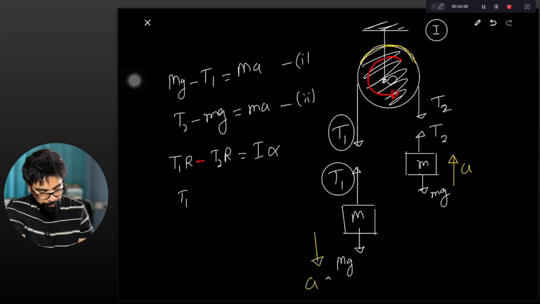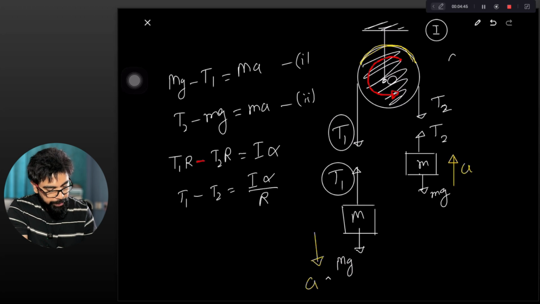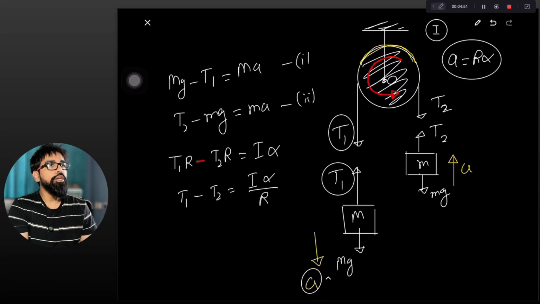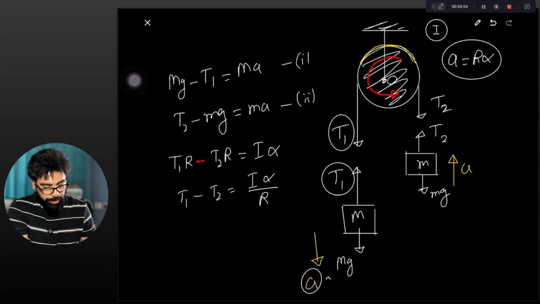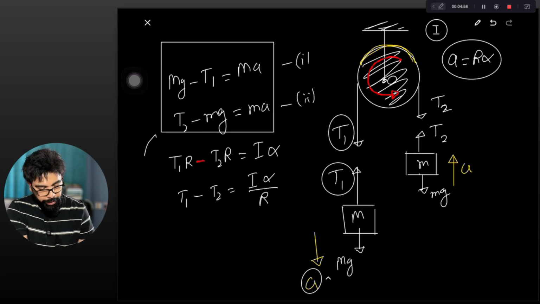So T1 minus T2 is equal to I alpha by R. Now what is alpha? Here A is equal to R alpha, where A is this acceleration, right? Now how to get that T1 minus T2? To get T1 minus T2, we'll add equation 1 and equation 2.